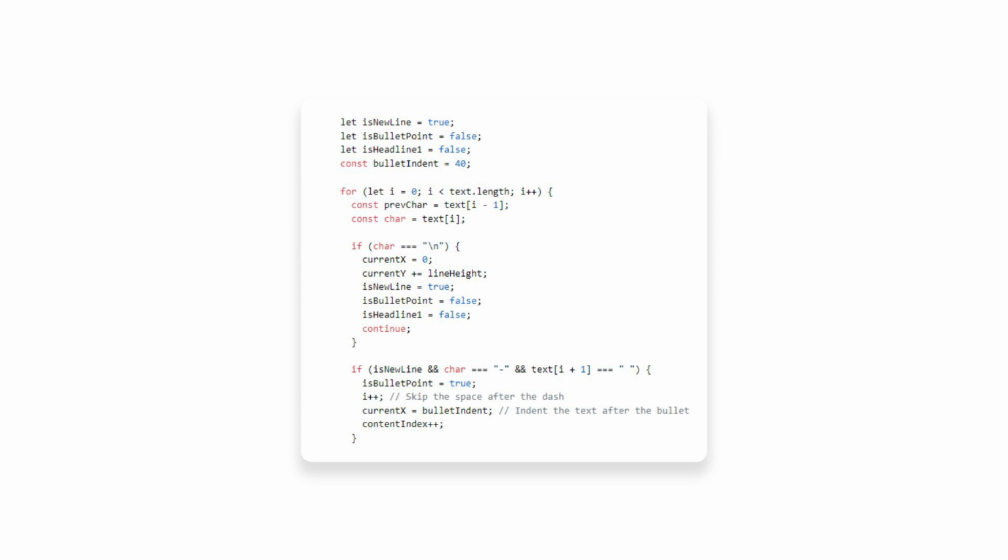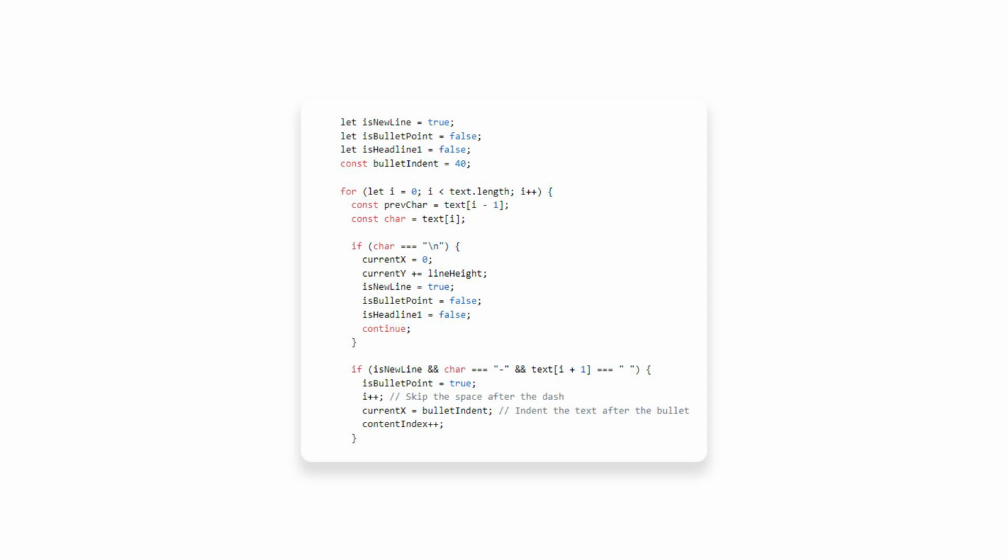1. State variables. Is new line, is bullet point, and is headline 1. Track whether the current character is at the start of a new line, part of a bullet point, or a headline respectively. Bullet indent is set to 40, which indicates the indentation for bulleted lists. 2. Iterating through text. The code iterates through each character in text. If a newline character \n is encountered, it resets the current X position to 0, increments the current Y to move to the next line, and resets the state flags.